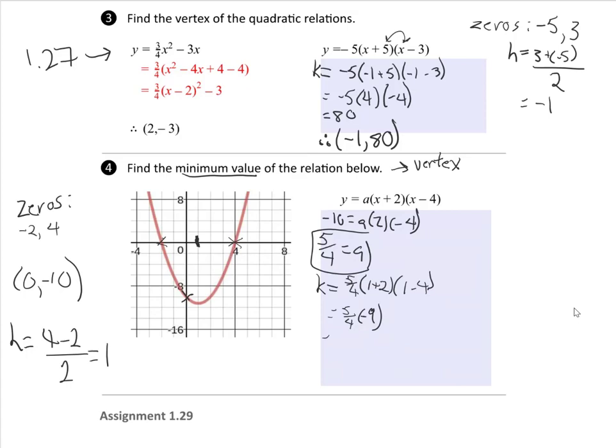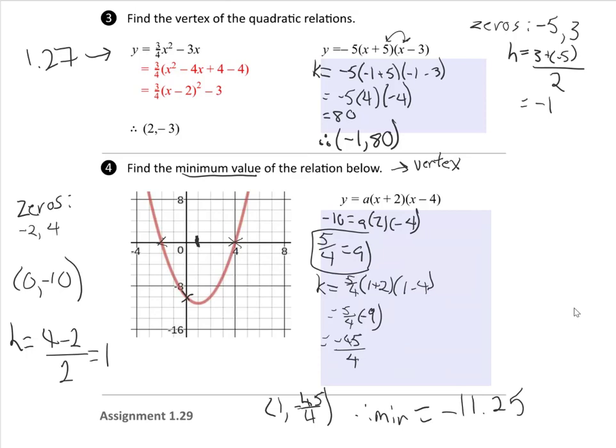Then it's going to be negative 45 over 4, which is our minimum value. So our vertex in this case is 1, negative 45 over 4. And the final answer, the minimum value, is equal to, I'm running out of room here, negative 11.25, if you convert it back into a decimal.